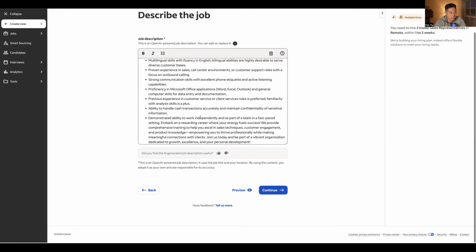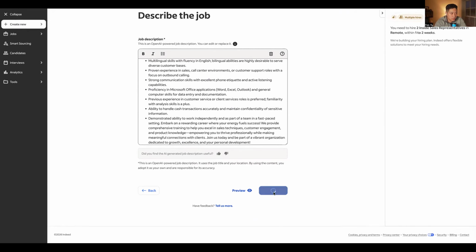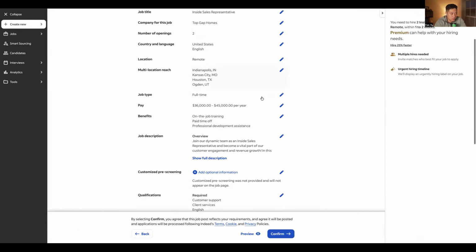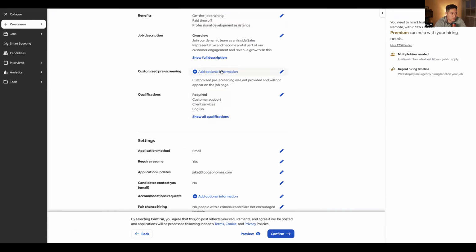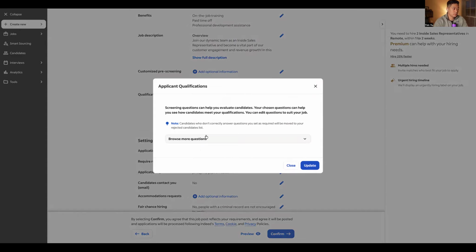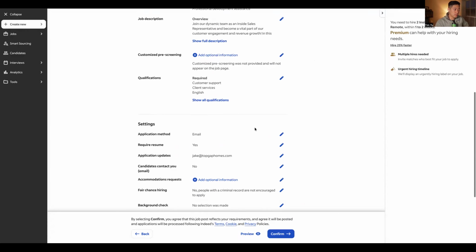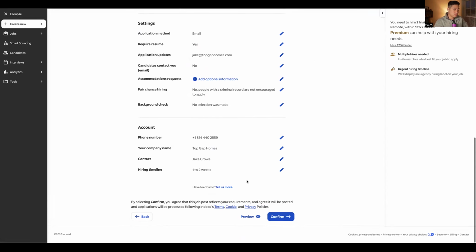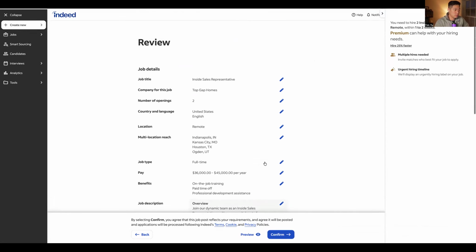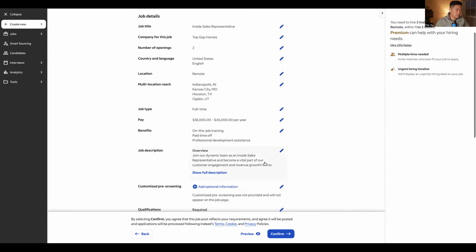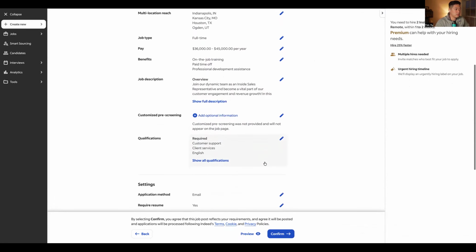I actually gave you the job descriptions here that you can fill in. We have those job descriptions in the school community, and then you're literally just going to post it. You're going to do a quick review, then customized pre-screening. Let's just see. No, this is all weird stuff, you don't need to do that. Cool, looks good.